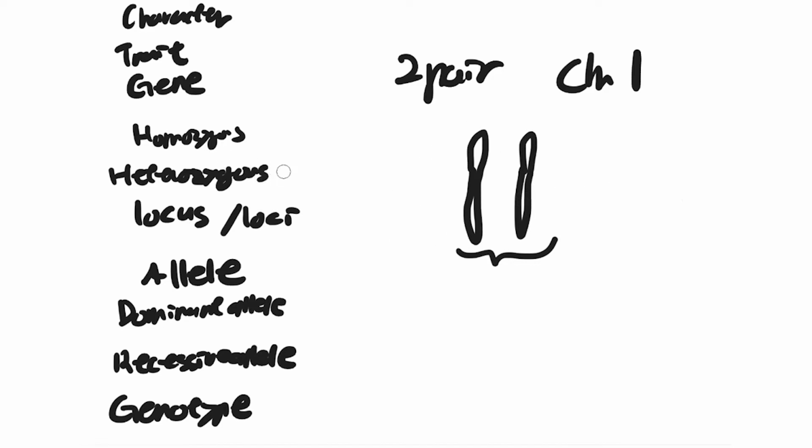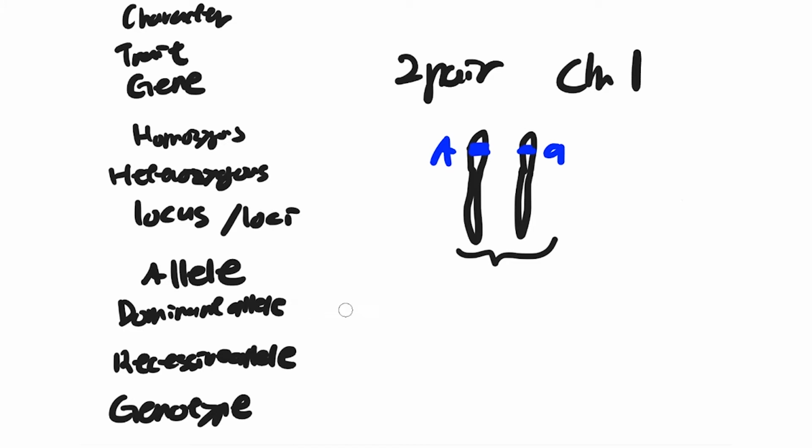So heterozygous means that the two alleles are different, while homozygous means they are the same. For example, if this allele is big A, and this one is also big A, then this person is homozygous. But if this person has big A and small a, that means this person is heterozygous.